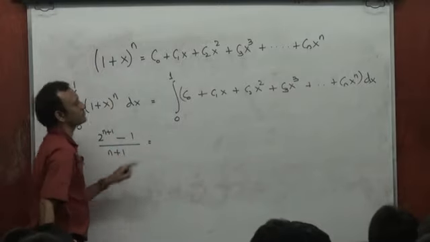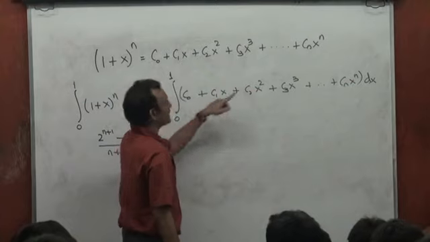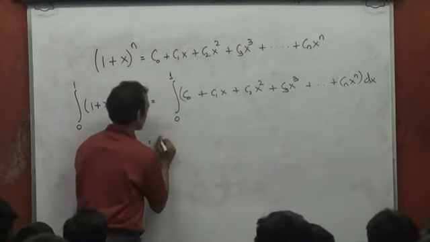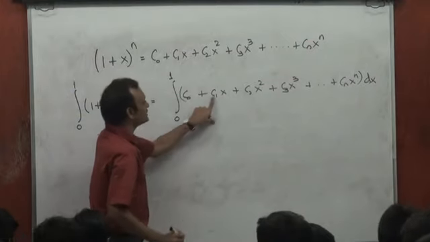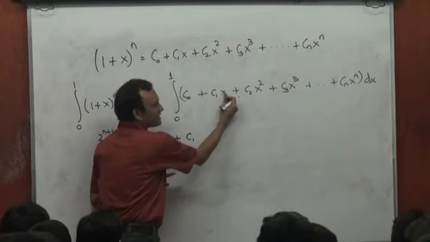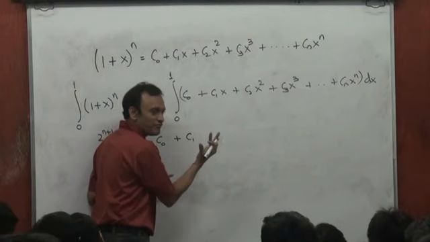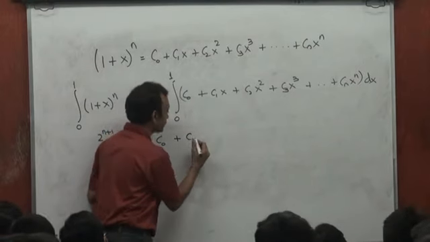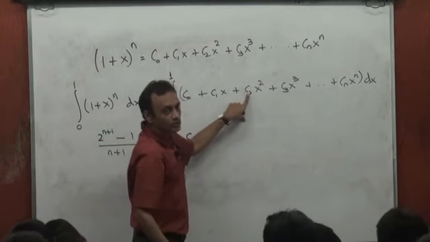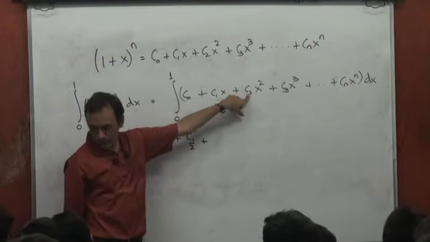Now the right hand side. When you integrate c naught with respect to x, integral dx 1 from 0 to 1, it will be 1. Yes or no? Yes. In this case, c1x, C1 will come out. X square by 2, when you integrate from 0 to 1, half, no? C2 will come out. X cube by 3, when you integrate from 0 to 1, 1 third. Right?